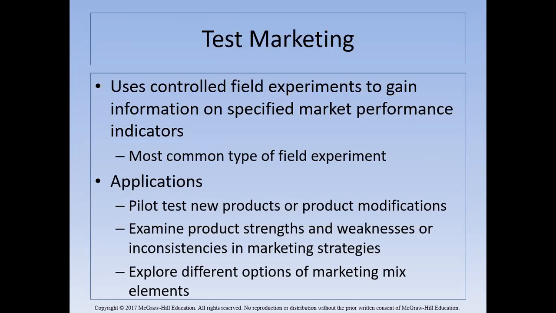Test marketing uses the controlled field experiment to gain information on specified market performance indicators. As we said, the most common type is a field experiment. So you go outside, you pretend a certain scenario, and you test the market through that. The other application is to pilot test a new product or a product modification.